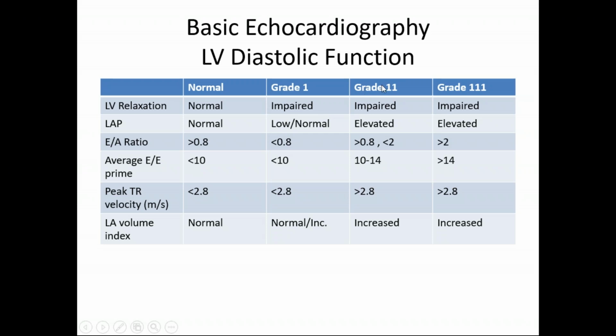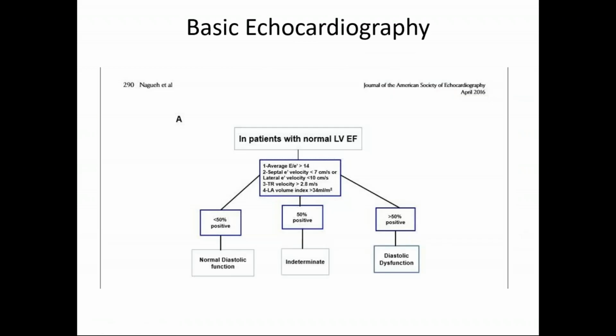Okay, your grade 2, so-called pseudo-normal. Left atrial volume is going to be increased, TR velocity is going to be increased, and they will have a bigger E than the A. Your grade 3 patient is easy because your E to A ratio clinches the diagnosis. It's greater than 2. TR velocity greater than 2.8. LA volume index is increased. And these patients have a problem with compliance.